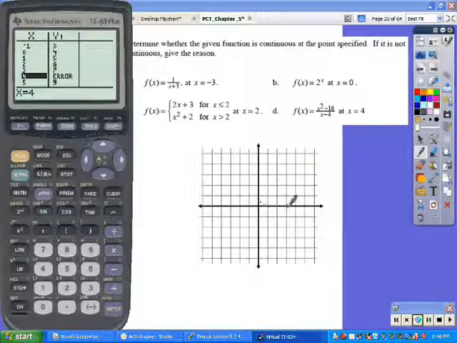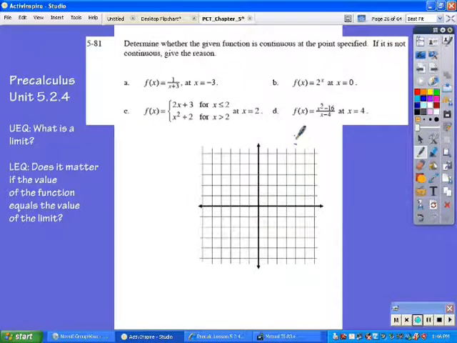However, at the value of 4, there is going to be an error. So there is an open circle there. And our curve looks something like this from that point.